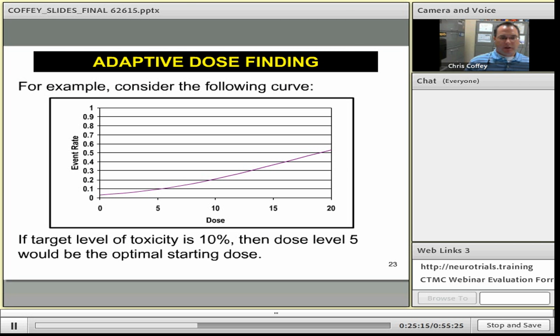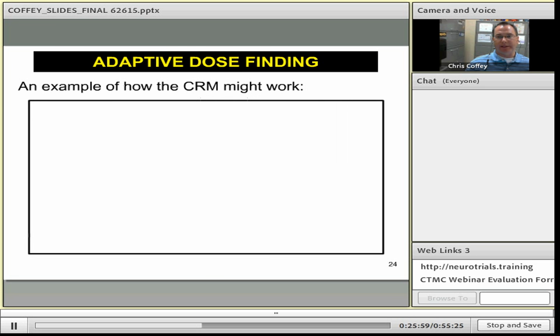Next slide, please. Here's an example; I always think this is easier to explain pictorially as opposed to verbally. Let's say this is a drug you can infuse, and so you have doses ranging maybe from 0 to 20, so a dose of 0, 1, 2, 3, 4, 5 for argument's sake, and your target level of toxicity is 10%. If the curve that you see here represents what we believe is the dose toxicity curve at the start of the study, if 10% is our target toxicity level, you would trace over on the curve that comes down to a dose of about 5. So that would tell us that dose level 5 would be the optimal starting dose. That's the dose that, based on our prior expectations, is at our target level of dose-limiting toxicity of 10%.